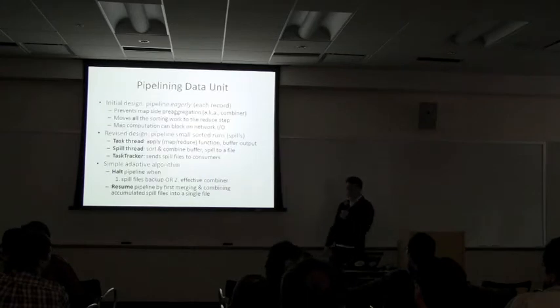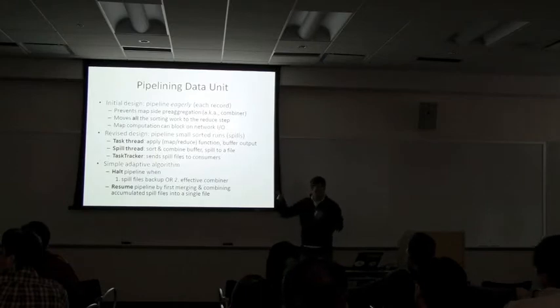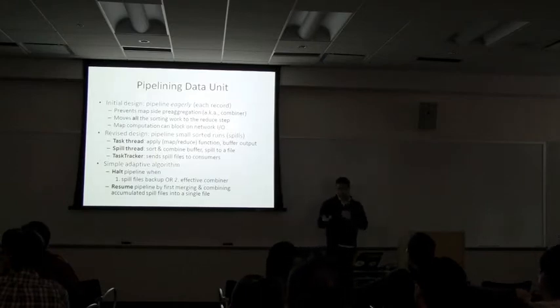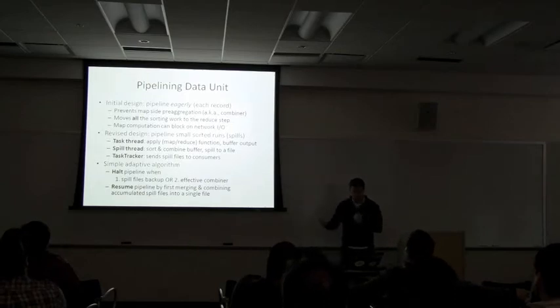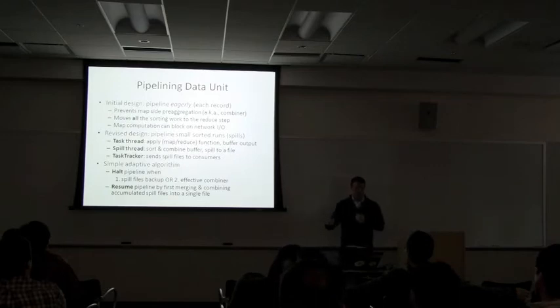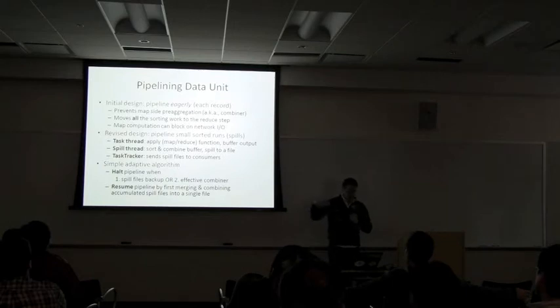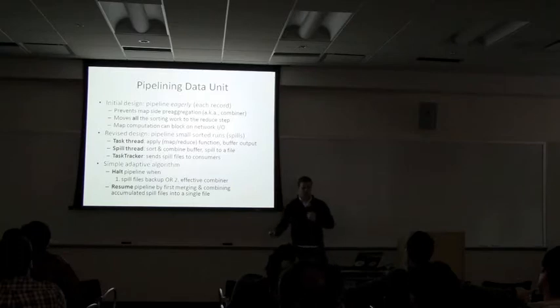So what are we pipelining? Well, in our initial design, we just started pipelining a record at a time. So we eagerly pipeline. And this is bad for a number of reasons. I have 3 here. The first reason is it prevents map-side pre-aggregation, also known as the combiner. The second reason is it moves all of the sorting work from the map side to the reduce side. And the third reason is that the map computation can block on the network I/O.